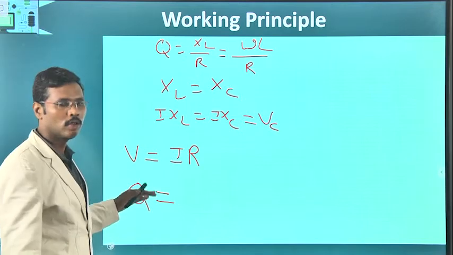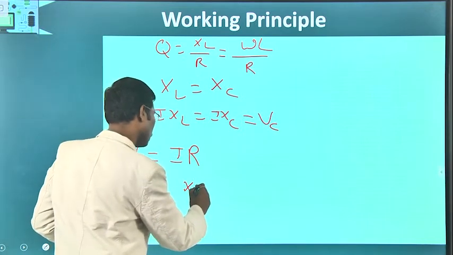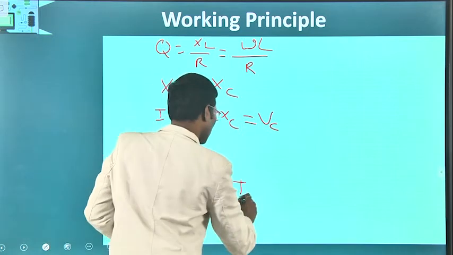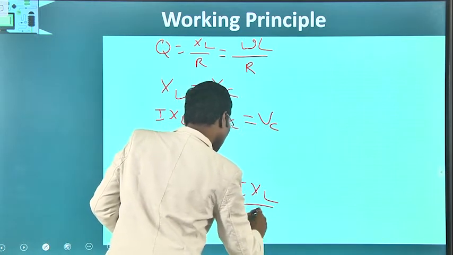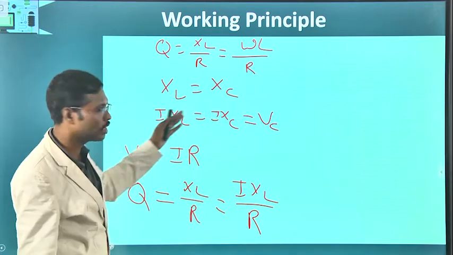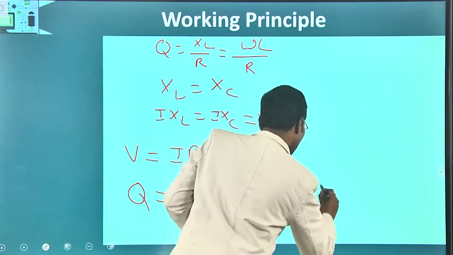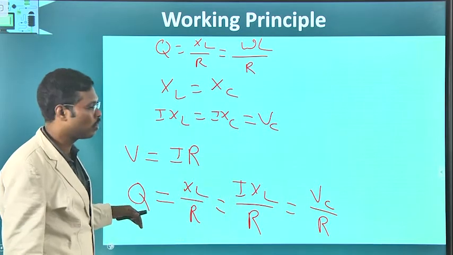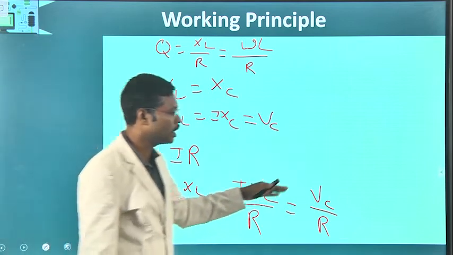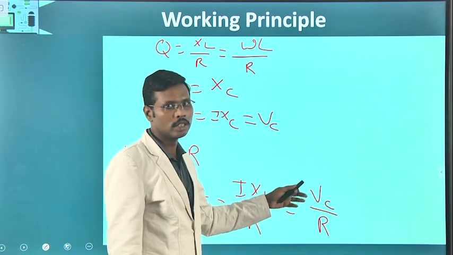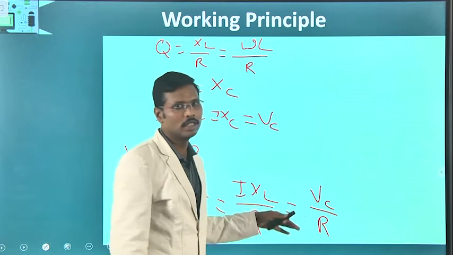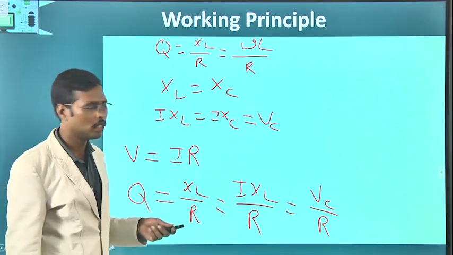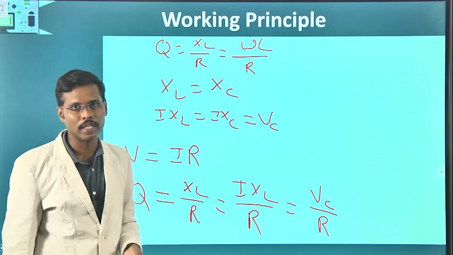From that, the quality factor can be given as Q is equal to XL by R, and XL can be represented by I XL by R, and I XL is nothing but VC. So it is given as VC by R. So quality factor Q is equal to VC by R, where VC is the voltage measured across the resonating capacitor, and R is the resistor value connected in the series resonant circuit. So in this way we can calculate the quality factor.